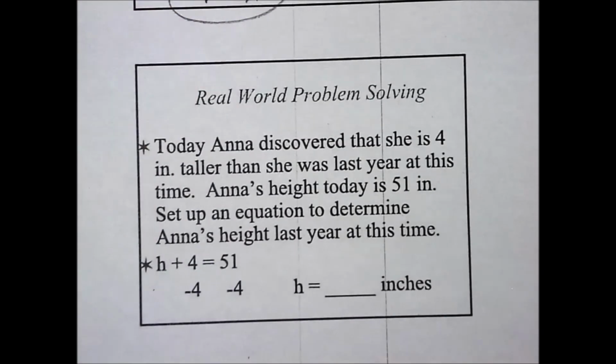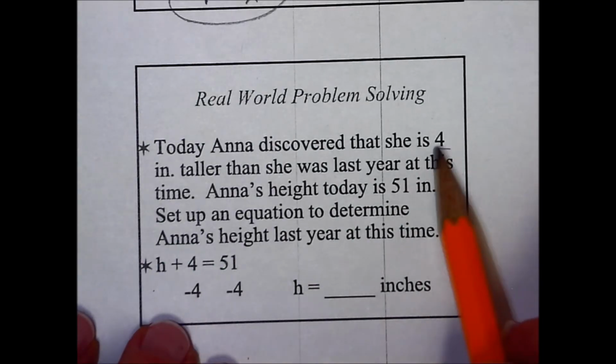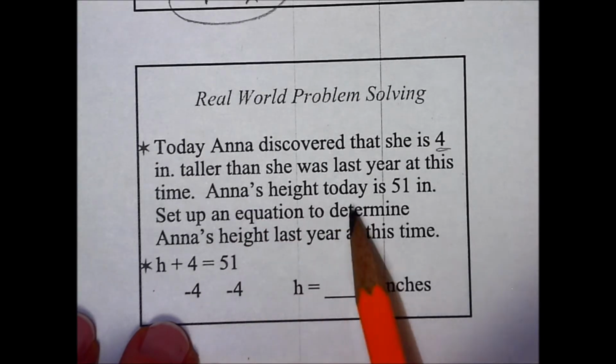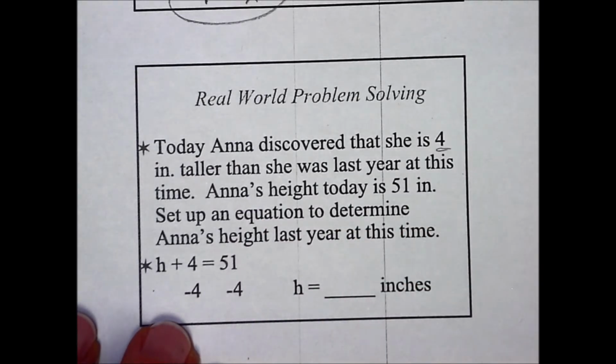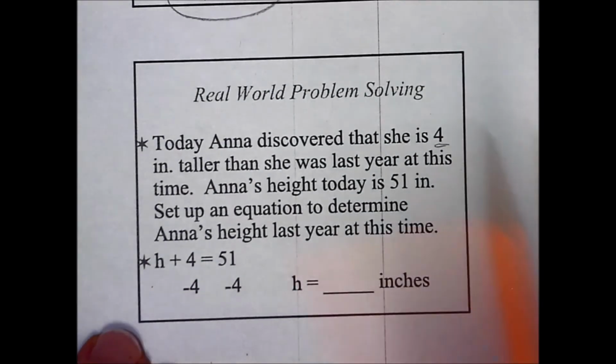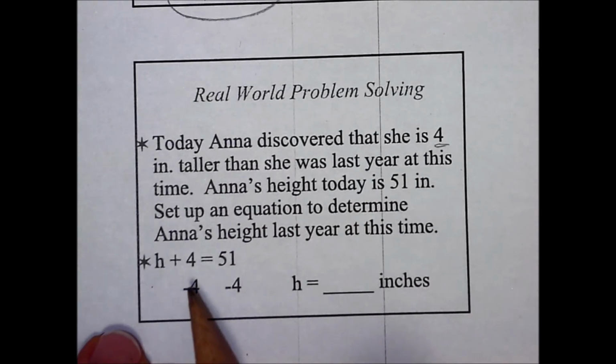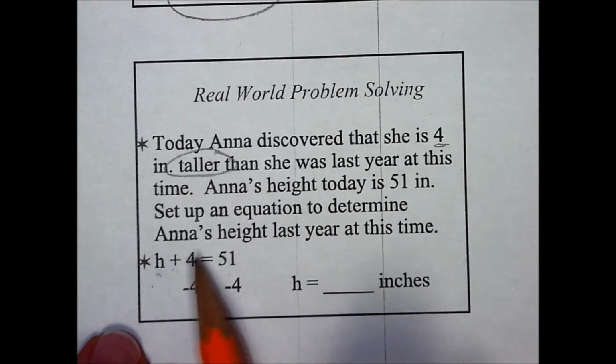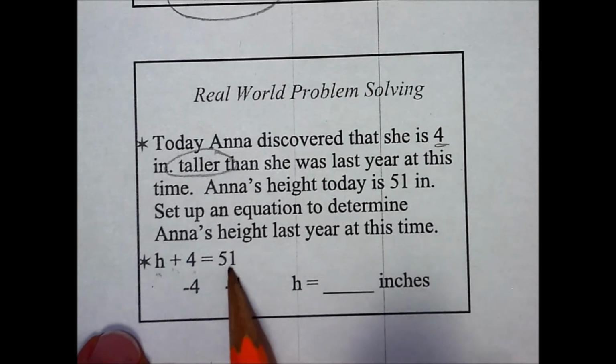Here's an example of some real-world problem solving. Today, Anna discovered that she is 4 inches taller than she was last year at this time. Anna's height today is 51 inches. Let's set up an equation to determine Anna's height last year at this time. All right, so today her height is 51, and that height is 4 inches taller. There's where our plus comes from. Than last year's height. So last year's height plus the 4 extra inches gives her her height now.